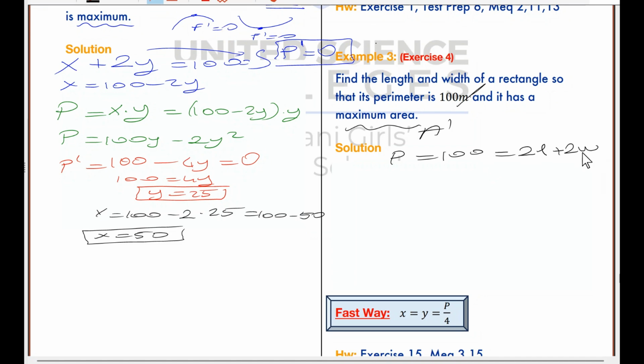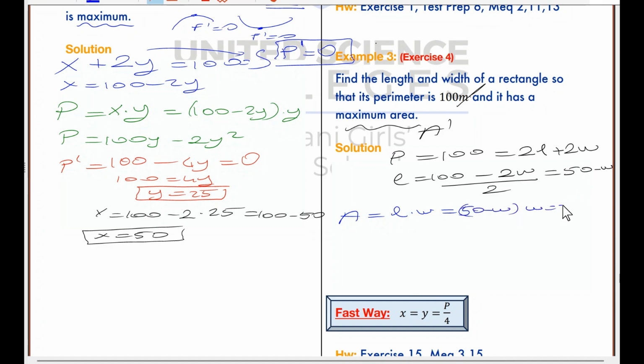So let's solve it for one of the variables. Let's solve it for L, for example. L is 100 minus 2W over 2, or when you simplify this, 50 minus W. So length is 50 minus width. Now, let's apply this in the area formula. What was the area of a rectangle? It's length times width, right? In place of length, we can write 50 minus width, multiplied by width, which is 50 width minus width squared.